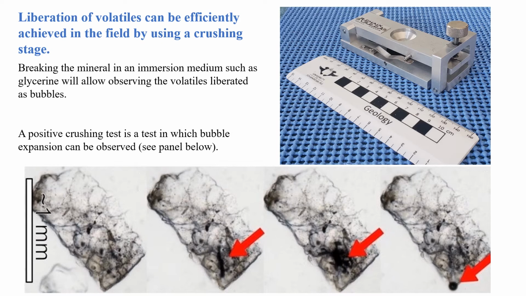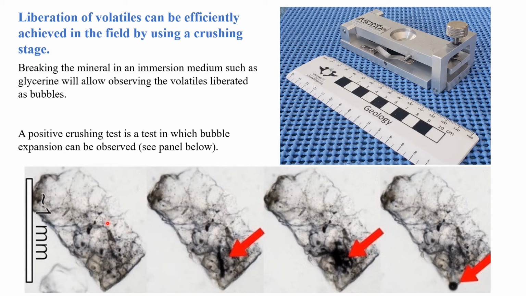The crushing stage test, which you can see in this figure, is a very practical test that can even be used in the field. Basically, you will put a small grain of quartz between two glass slides and cover it with an immersion medium in which volatiles are insoluble. Then you will put the glass and the sample over here. With this screw, you will gradually crush that grain. With a microscope or even with a hand lens, you can observe through this aperture.